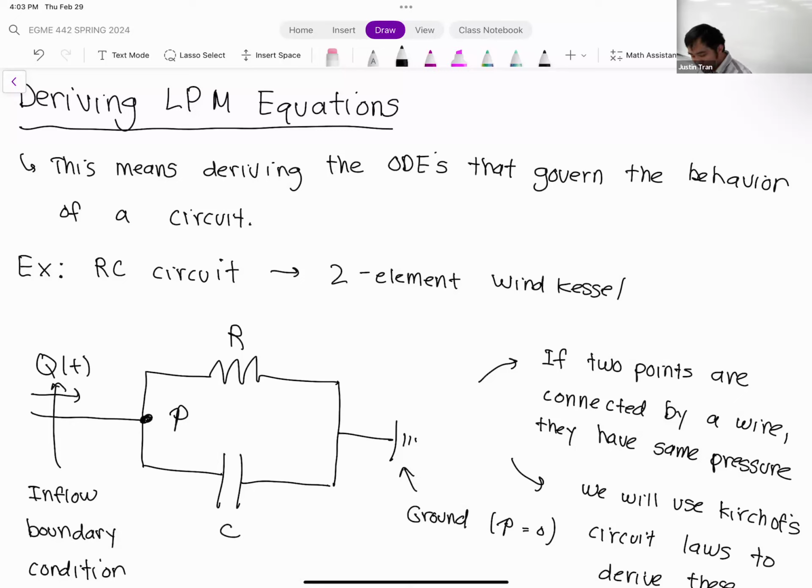All right. So last time we talked about the three different elements that we're going to consider: the resistor, the capacitor, and the inductor. We talked about what each one physically represents. And where we left off was doing an example to show how we actually derive these equations.